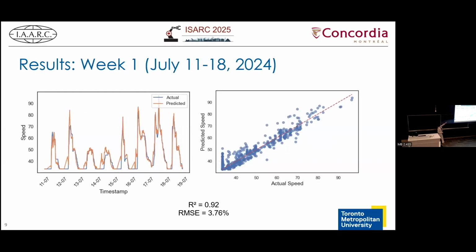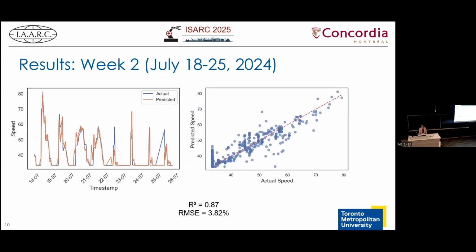You can see the predicted is in the orange, the actual is in the blue. And it's a reasonably good fit, right? It was close enough that we were actually able to get a good sense of how fast the fans were going to have to actually be spun to achieve a particular condenser water supply to the chiller. So this is the first week. The second week was not quite as good.